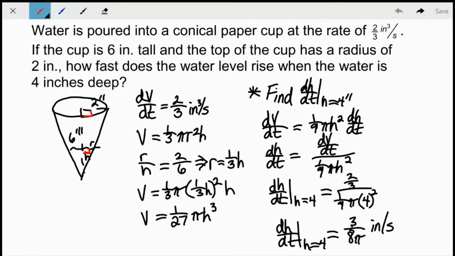Okay, so the nice thing about problem solving scenarios is it's usually pretty easy to spot when you've made a mistake because, let's say somehow I flipped this answer and I got 8 pi over 3 instead of 3 over 8 pi. Well, 8 pi over 3 would have given me roughly 8 inches per second. And if I had 8 inches per second, you have to ask yourself, does that seem reasonable? Okay, so in this case, obviously not.